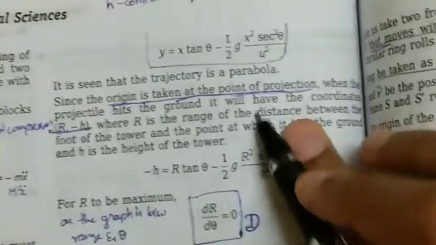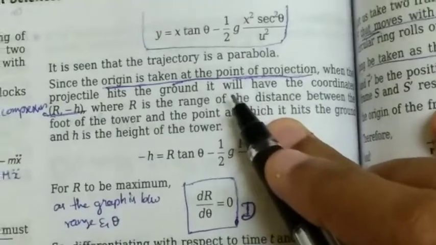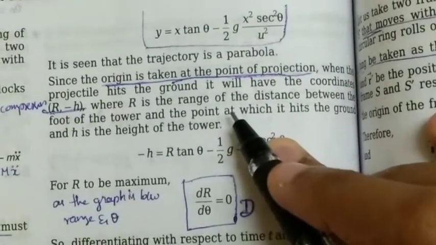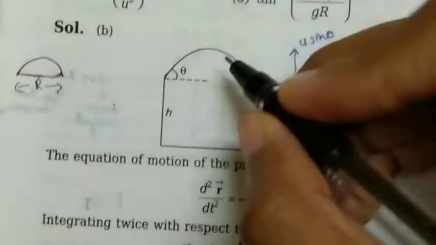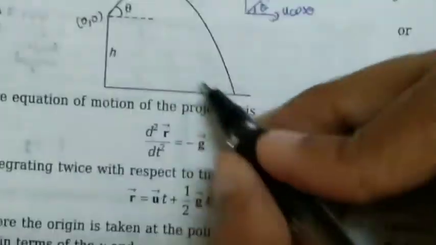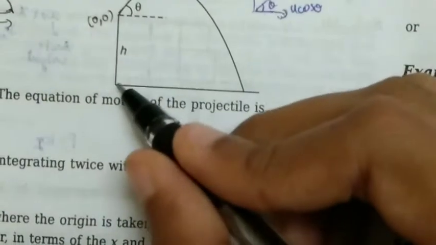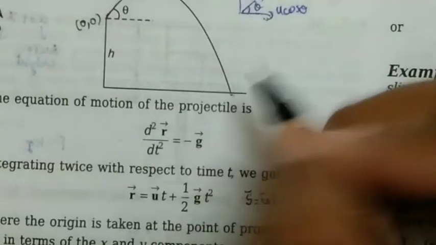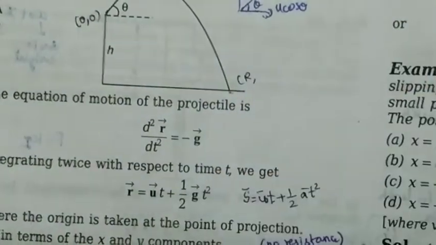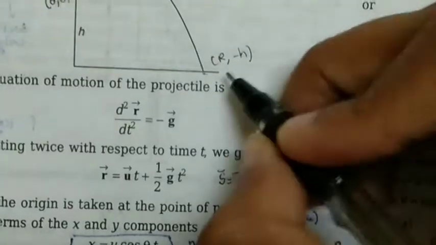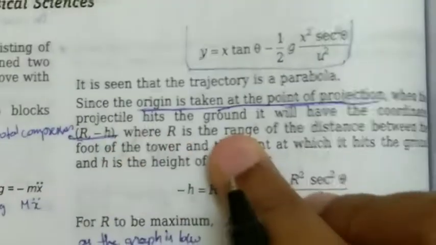Since the origin is taken at the point of projection, when the projectile hits the ground, it will have the coordinates r, minus h. So here the origin is taken at the point of projection, so it is nothing but 0, 0. This is the origin. So this is the x axis, this is the y axis. When it hits the ground here, from here to here is nothing but range, as I have already said. So the x component is range, and the y component, if we move in the downward direction, is the negative y axis, that is minus h. Hence r, minus h we are having here.